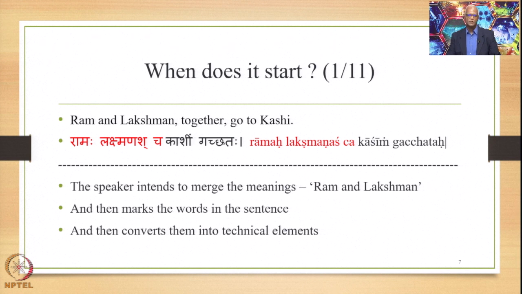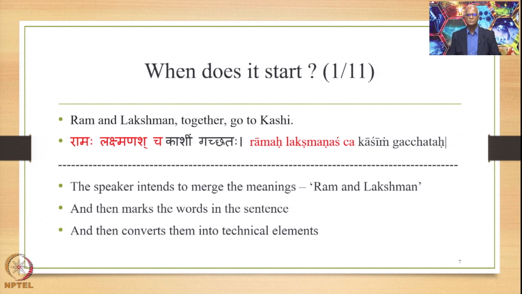So the next question is, when does the process of compounding start? For example, if we have the meaning collected together in this particular form, Ram and Lakshman together go to Kashi. So Ram and Lakshman were stored in the Arthakasha independently and separately. Now they are brought together in the Arthakasha and they are merged together.